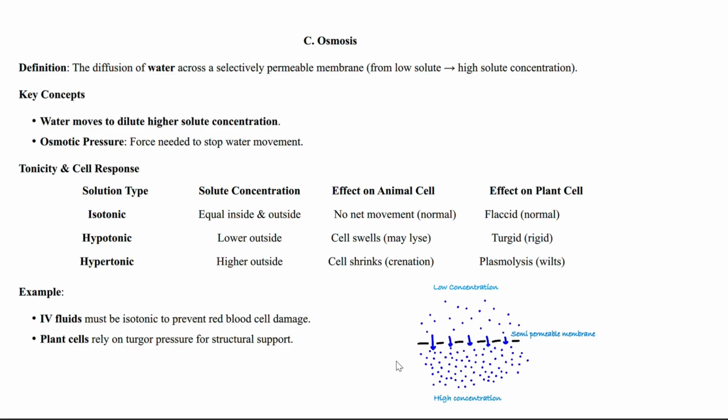So, is there any real-world example? Yes, IV fluids given in hospitals are carefully prepared to be isotonic, because if they were too diluted or too concentrated, red blood cells could either burst or shrink, leading to serious complications. In plants, osmosis is what maintains turgor pressure, helping the plant stand upright and stay healthy. So, osmosis may seem simple, but it plays a vital role in hydration, cell shape, and survival of both animal and plant cells.